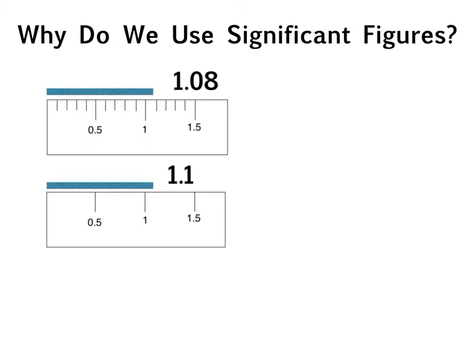We then look to see where the object we're measuring falls on the scale. And you can see here it's a little past 1, and it's not quite to the 1.1 mark, but we always estimate one digit past the smallest division. So you can see in this measurement, we're recording 1.08.